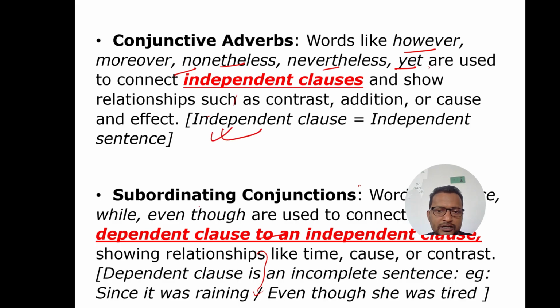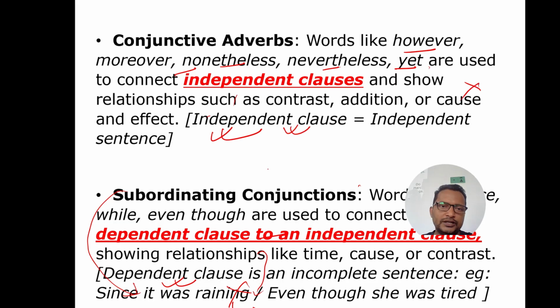Subordinating conjunctions are words like since, while, even though. They come with a dependent clause, meaning a clause that is not a complete sentence within itself. For example, "since it was raining". Is this a complete sentence? No, right? So subordinating conjunctions come with the incomplete or dependent clause, but conjunctive adverbs like moreover, however, nevertheless, nonetheless come with the independent clause, which is already complete.